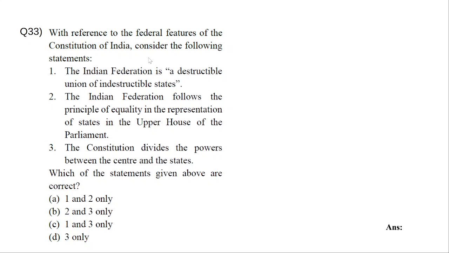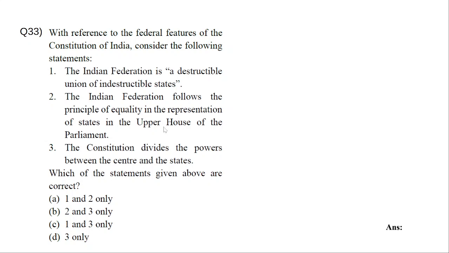So if you look at the second option, Indian Federation follows the principle of equality in the representation of states in the upper house of the parliament. So upper house means basically the Rajya Sabha. In the Indian system, you can see, for example, the number of MPs coming from Uttar Pradesh to the Rajya Sabha is very high compared to, say, Goa. In Goa, there might be only one MP, but in UP, there might be multiple MPs. I'm talking about Rajya Sabha also. So there is no principle of equality.